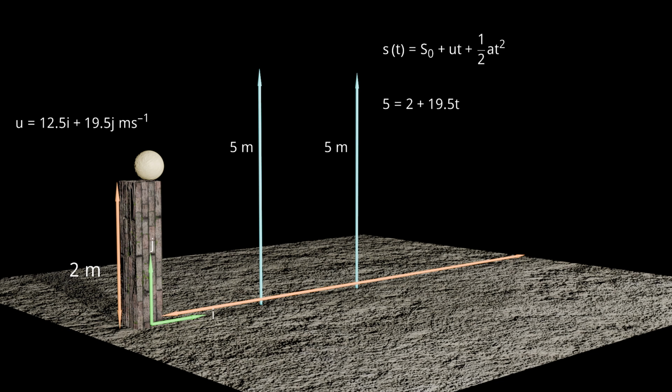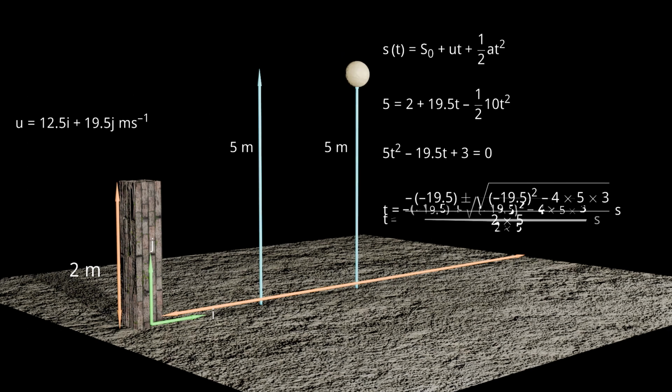The first value represents the moment the ball reaches 5 meters while ascending, and the second value corresponds to when it returns to the same height while descending. The duration for which the ball remains above 5 meters is simply the difference between these 2 time values. This tells us how long the ball stays at a height greater than 5 meters before falling below it again.